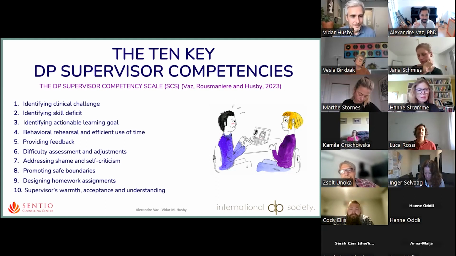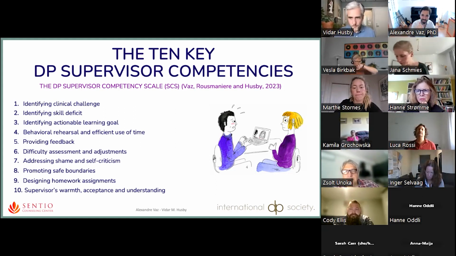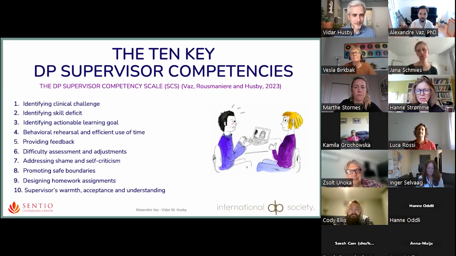I should also importantly say that if someone totally flunks, has the lowest grade possible in, for example, this last item, warmth, acceptance, and understanding, they will not be certified as a DP supervisor. Because of course you can do everything else really well, but if you have terrible interpersonal skills, that still would not be great supervision, of course.